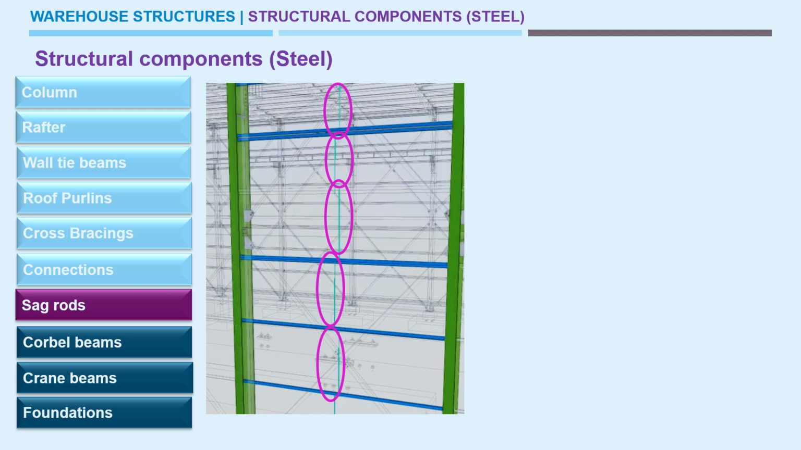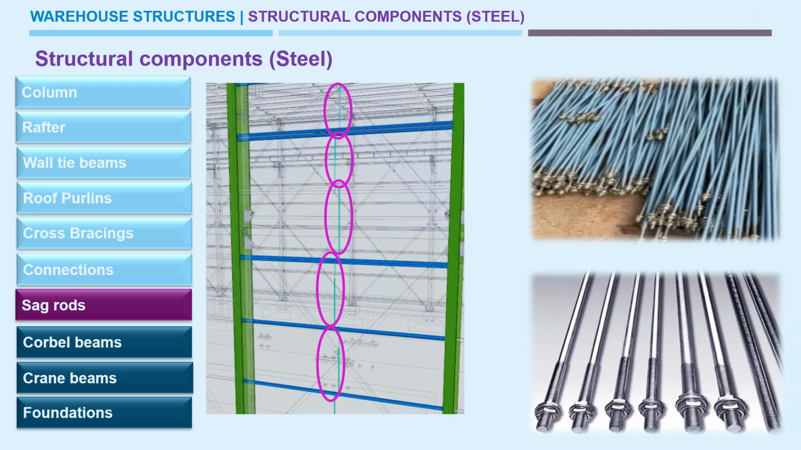The number of sag rods in between the span of the wall tie or the purlin is to be decided according to the span and the cross sections which we are going to use for the wall tie or the purlin. Generally it will range from 1 to 3. So 1 means we need to provide it at the midspan of the wall tie or the purlin. If it is 2, we need to provide at 1/3, and if it is 3, we need to provide at 1/4 of the span of the wall tie or the purlins. So this is to reduce the length of the wall tie and the purlin.